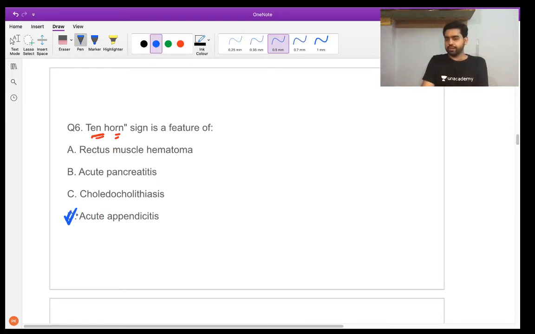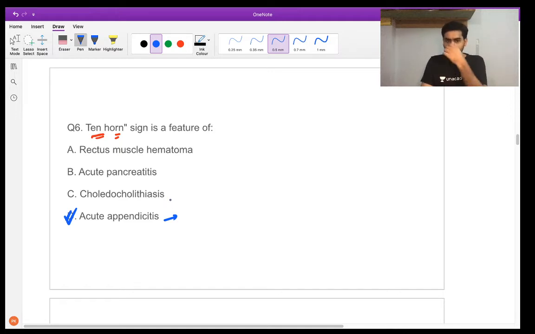acute appendicitis. Now, this is not a very common clinical sign which you read about in acute appendicitis, but what happens in this? If you pull the testes of the patient, the patient develops pain in the right iliac fossa. So this is basically the Tenhorn sign.